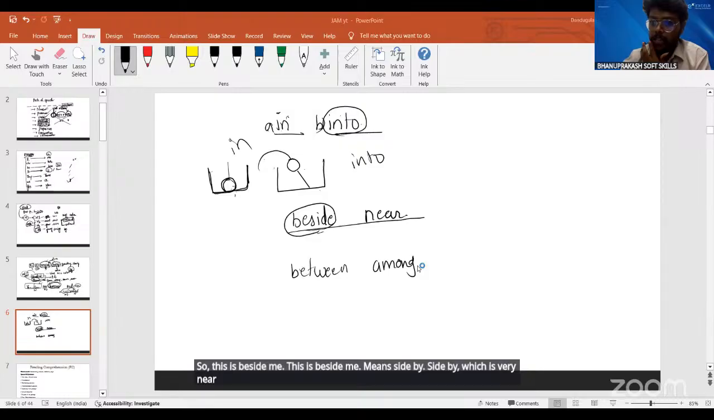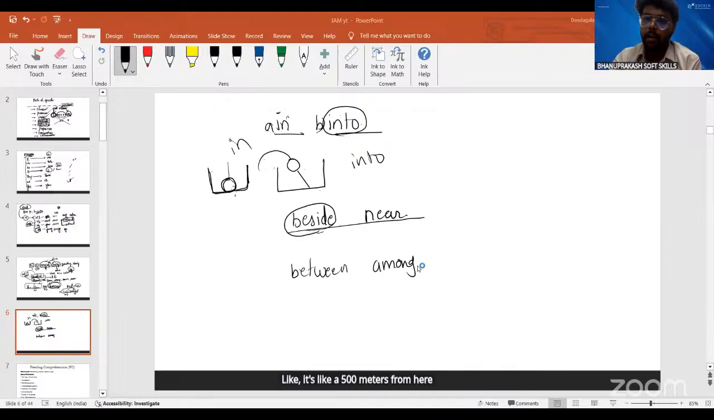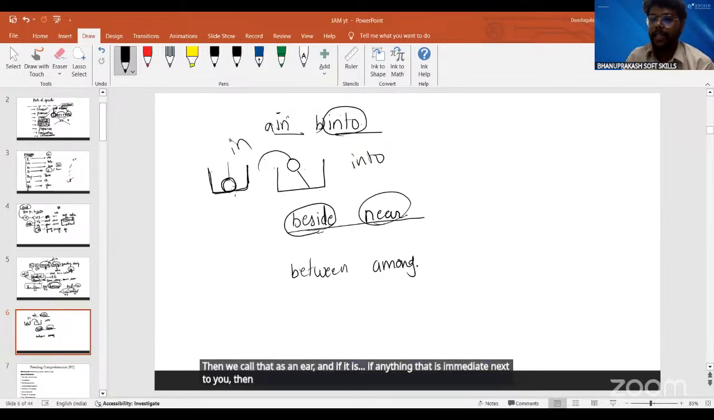And within a sphere of 1 kilometer, there is a metro station. It's like 500 meters from here or 1 kilometer from here. I can say that the metro station is near to me. But if we see the distance, it is 1 kilometer. So if anything is in the sphere around you, then we call that near. And if anything is immediately next to you, then that is beside. That is the difference between beside and near.